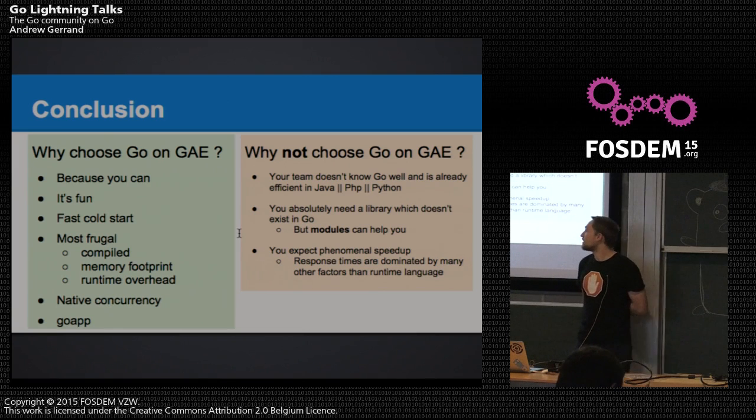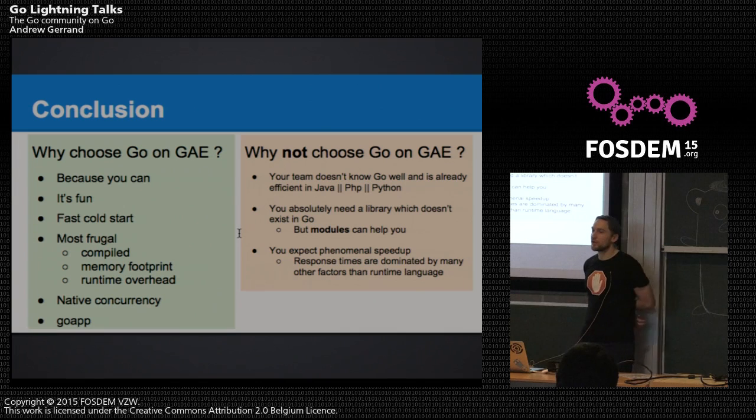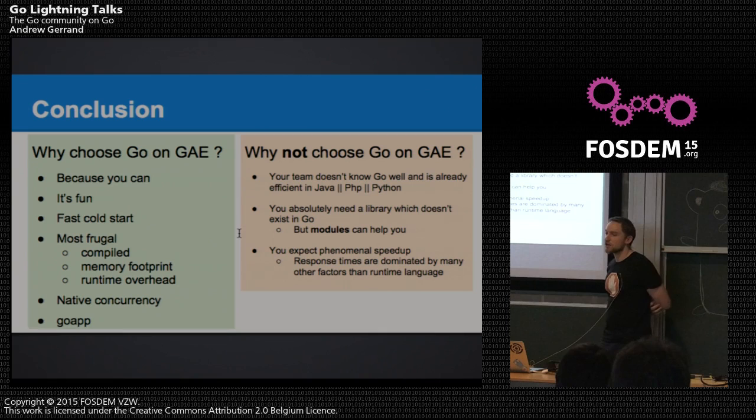You have, of course, native concurrency, Go routines and channels. And the tooling is very good because if you want to develop and test on your local host, you type go app serve, and if you want to deploy it online, you type go app deploy, and it works really nice. But of course, you won't get phenomenal speed ups for your web app because the latency usually isn't dominated by the instance itself or the CPU cost of the instance.